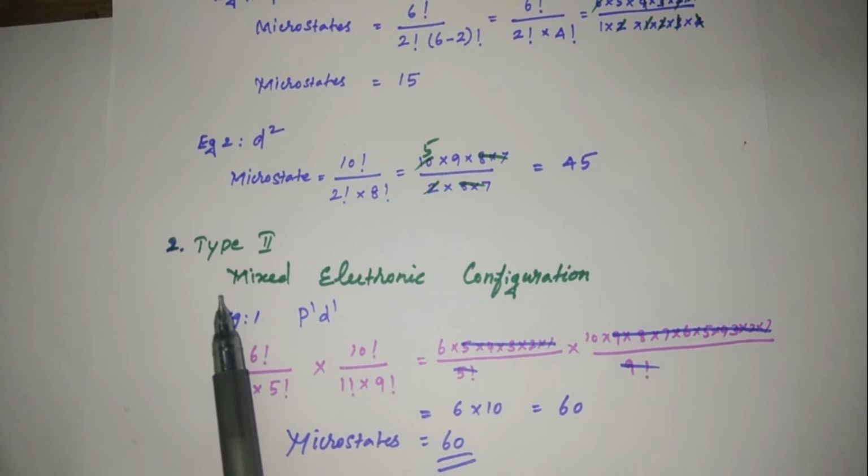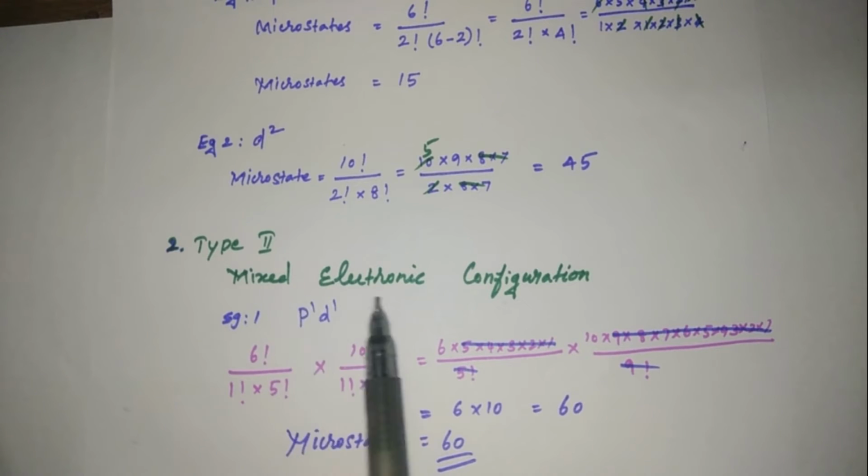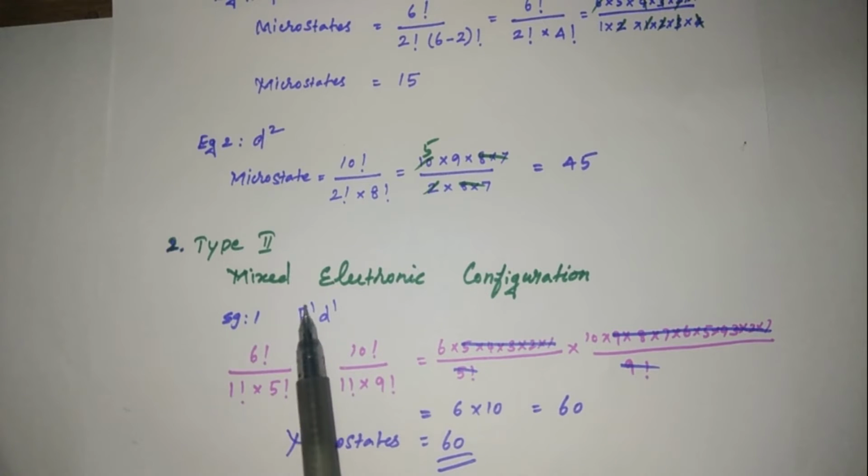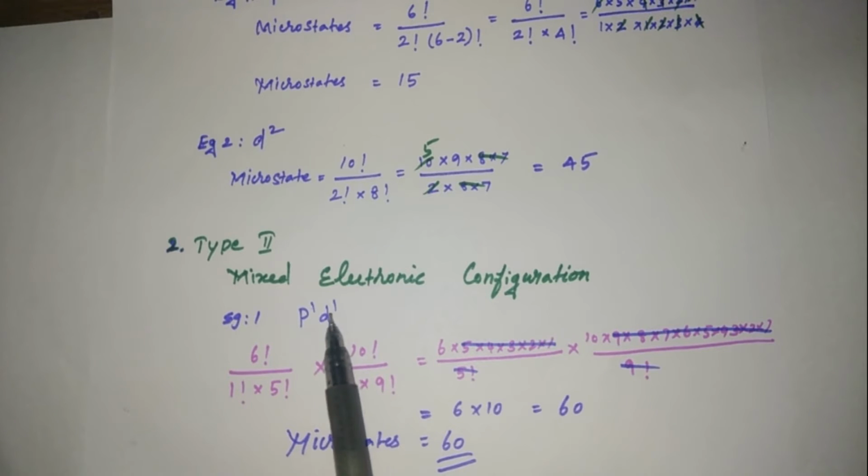Now we see the second method of how to calculate the microstates. When a mixed electronic configuration is given, we have to calculate the total number of microstates. Example: p1 and d1. It is a mixed electronic configuration, and it is easy to calculate the microstates. For p1 it is 6 factorial upon 1 factorial into (6 minus 1), 5 factorial, into the d1 configuration, 10 factorial upon 1 factorial into (10 minus 1), 9 factorial. So finally we get 60 microstates in the p1 d1 mixed electronic configuration.